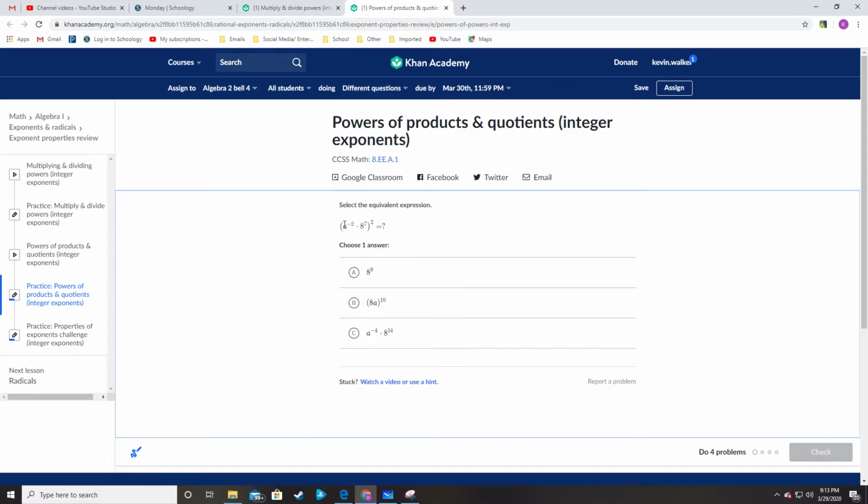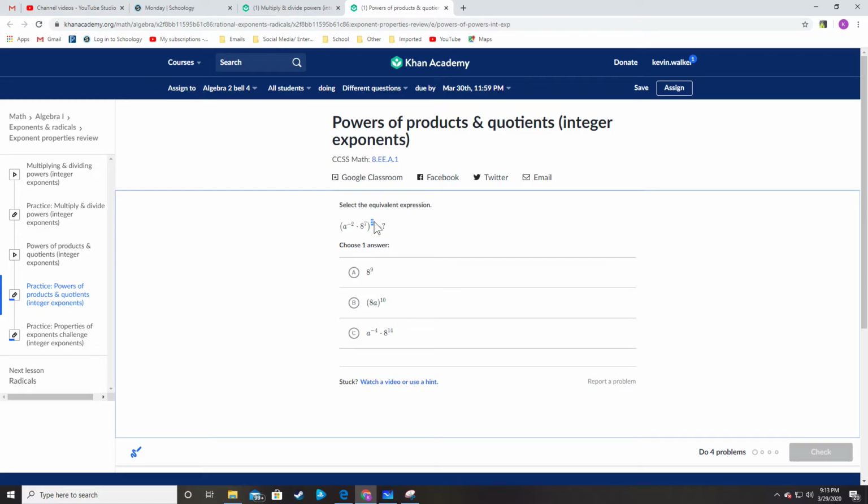Now we don't know what a is, but we're not going to worry about that. We know that these both have different bases, and they have different exponents. Since these are both different, there's no way we can combine these two together. So that means in our answer, we should have some a and some 8 to some power.